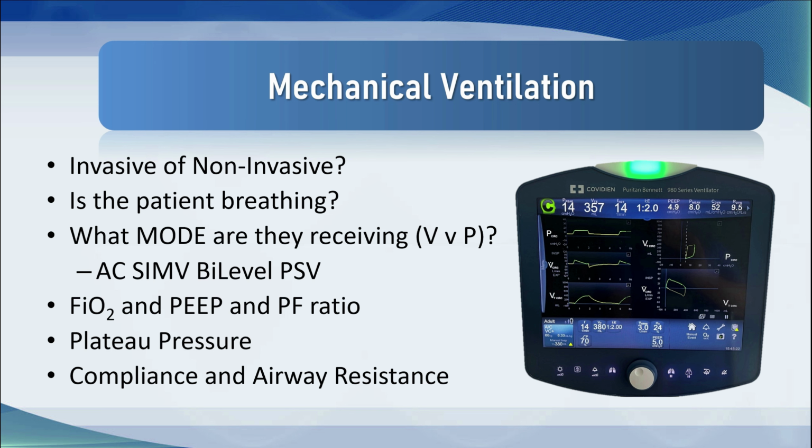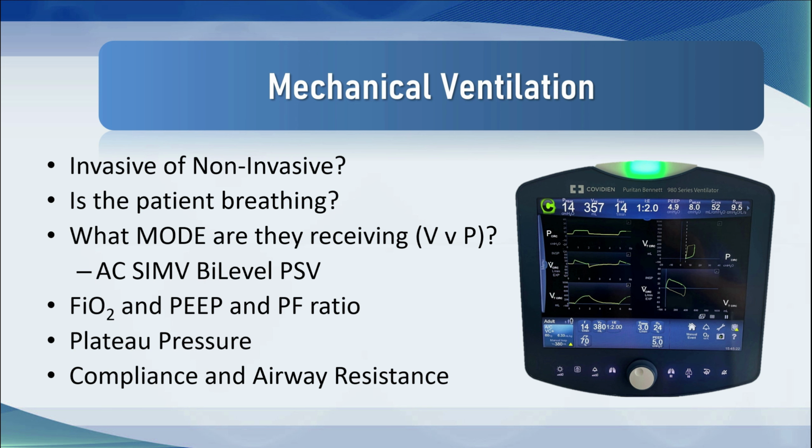Obviously, whether it's invasive or non-invasive, you'll know this because the patient will have an ET tube or tracheostomy for invasive ventilation. You need to know if the patient is actually breathing themselves. That can take two forms. They can have assisted breaths or spontaneous breaths. There isn't a huge amount of difference between the two. On these Puritan Bennett ventilators, as you see on the picture, there's an A for assisted breath in certain modes of ventilation and an S for spontaneous breaths in other modes of ventilation.